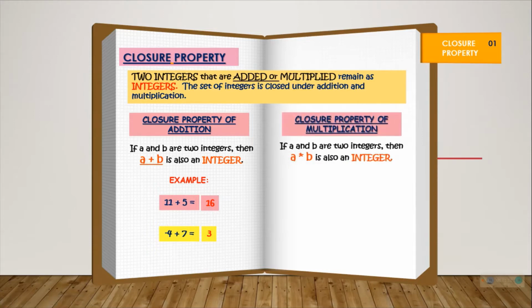Next, in multiplication, if a and b are two integers, then a times b is also an integer. Example, 11 times 5 is equal to 55. So, when two integers are multiplied, the result or the product is also an integer. Negative 4 times 8 is equal to negative 32.